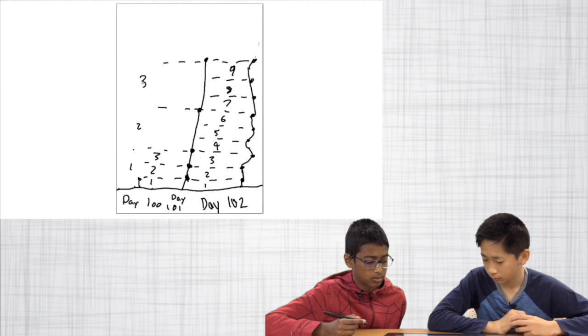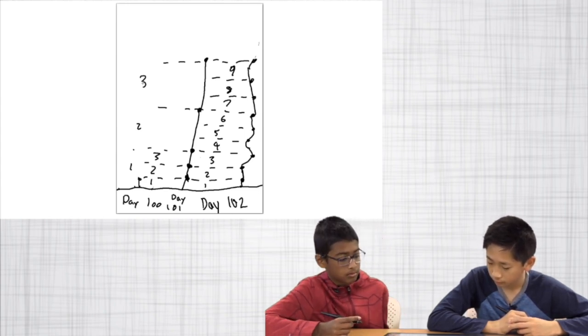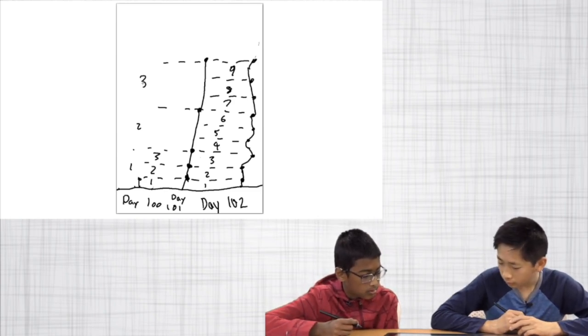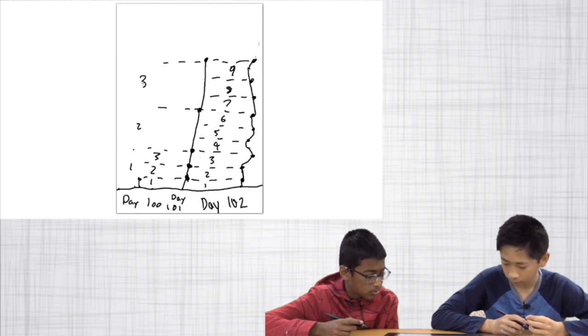You said 2 things, I think, that on day 101, the beanstalk is 3 times as tall as it was on day 100, and then you said a second thing, which was on day 102, it was 3 times as tall as on day 101. So can you show me both of those things in the picture?